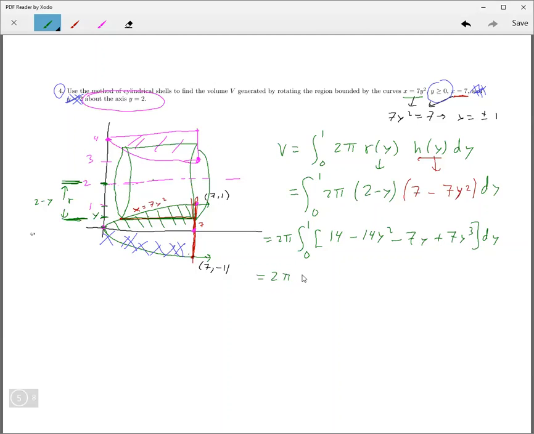Okay, now it's time for integration. Integrating 14 gives you 14y. Integrating this one gives you 14y cubed over 3. Integrating this one gives you 7y squared over 2. And then this one is going to be 7y to the 4th over 4. And that's evaluated from 0 to 1. I like this lower limit. That's my favorite limit of the two, because it's easier to deal with.